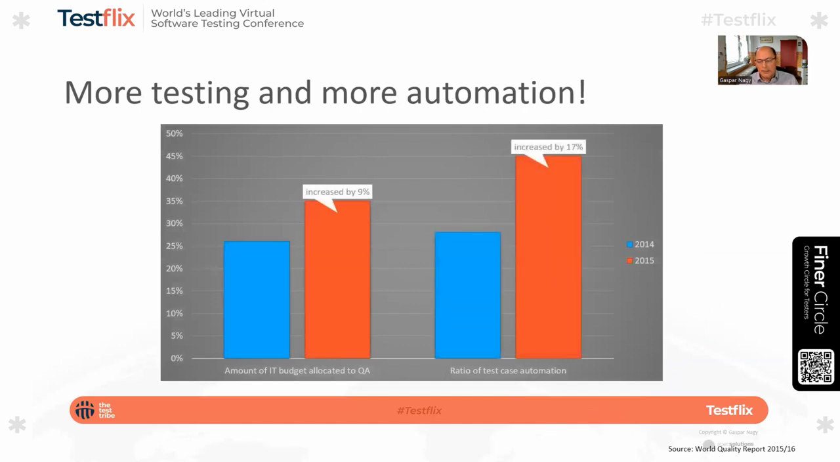What I have on my slides is a little bit older statistics. It's between the years 2014 and 15, but this kind of growth is continuously observable. In that year, just in a single year, the amount of IT budget allocated for testing, for QA, increased by 9%, and the ratio of automated test cases versus manual, human-executed test cases increased by 17% in only one year. That kind of increase is absolutely visible, and that's part of our IT life today.